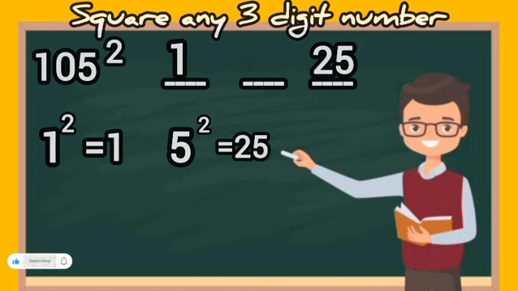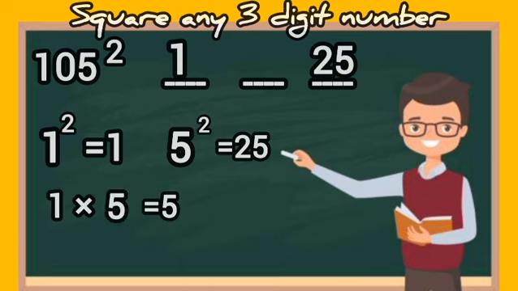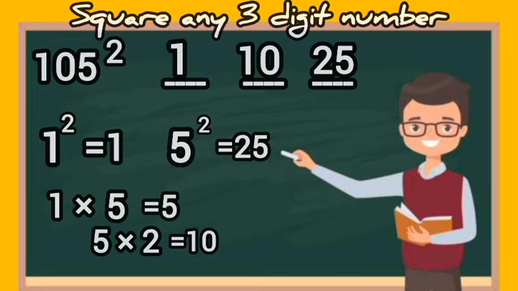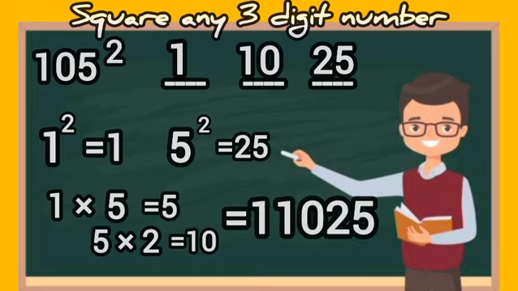After the first and last part, let's try to find out the middle part. In the middle part, we have to write the first digit times the second part in the number, times 2, as we are squaring. So 1 into 5, which is 5, and then 5 into 2, which is 10. So 10 is going to be our middle part, and now we get our final answer: the square of 105 equals 11025.